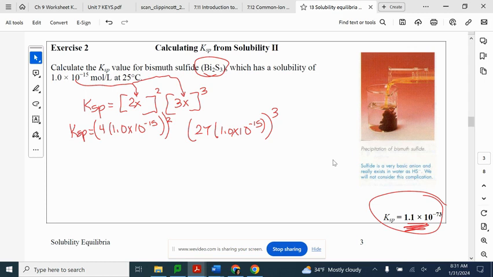You don't need to square root anything here. You need to square stuff and cube things, but you're not going to do any square roots of anything for this one.